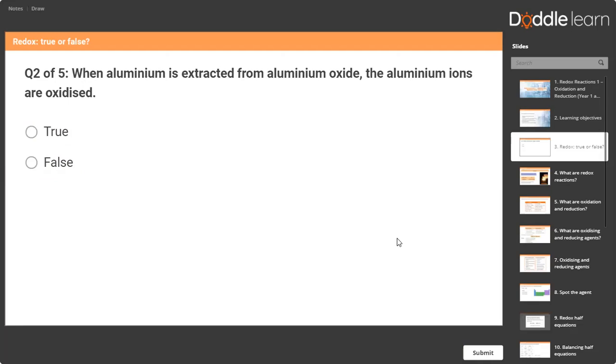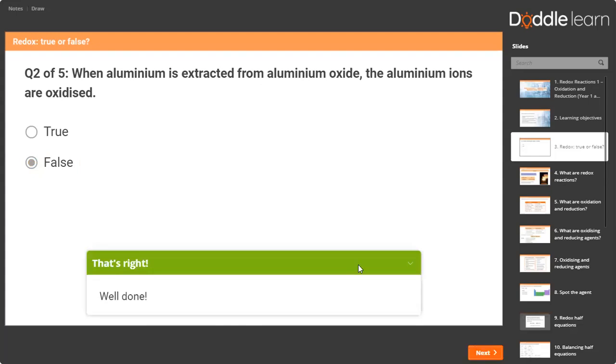Then we've got this situation. When aluminium is extracted from aluminium oxide, we're removing the aluminium from the oxygen, so we're removing that oxidation. It will be reduction in this situation. So the aluminium ions are not oxidized, and that is false.